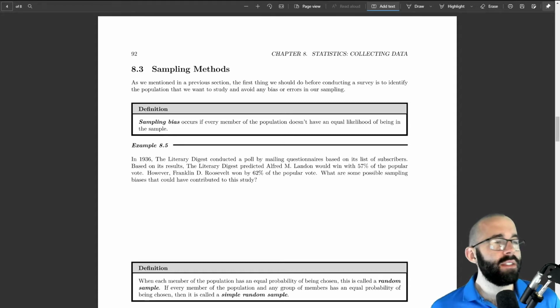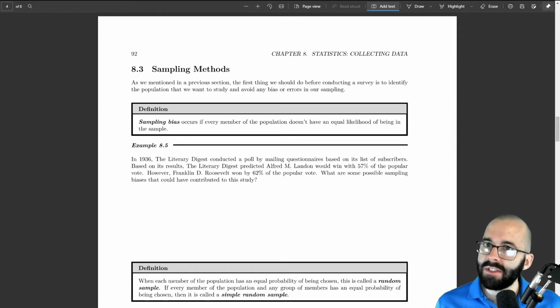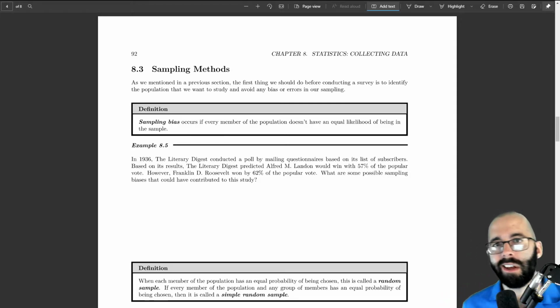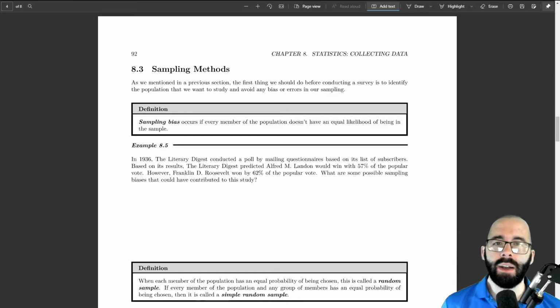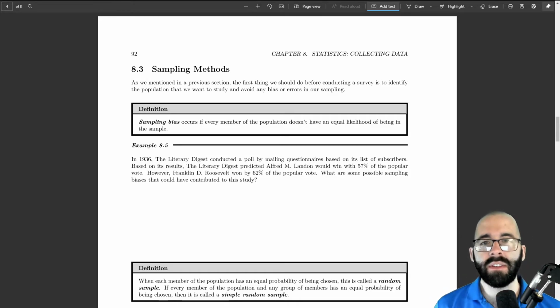Okay, so this next video is going to have a lot of definitions, a lot of information, but remember that this whole class is open book, so you can just use this as a resource, look it up whenever you need to, and we're going to talk about sampling methods.